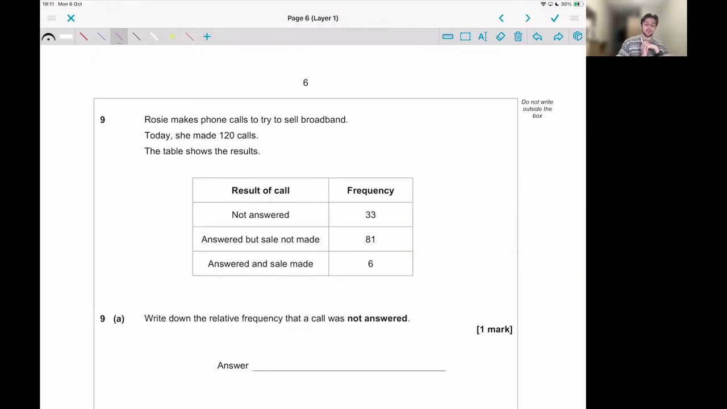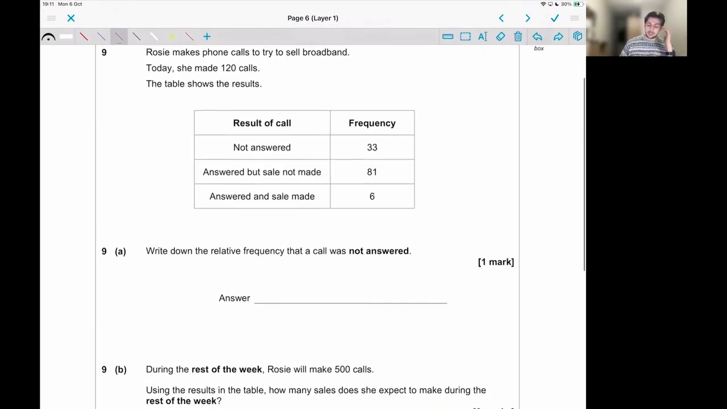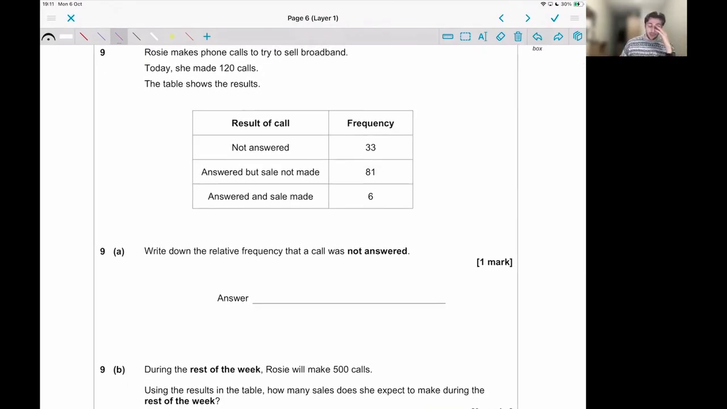So, question 9. Rosie makes phone calls to try to sell broadband. Today she made 120 calls. The table shows the results. So we've got one column that's result of call, one column that's frequency. And you can see we've got 3 different categories. We've got a not answered call, an answered but sale not made, and an answered and sale made. And we've got different numbers of each of them.